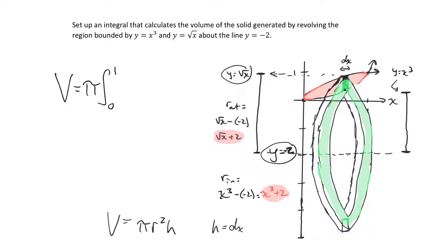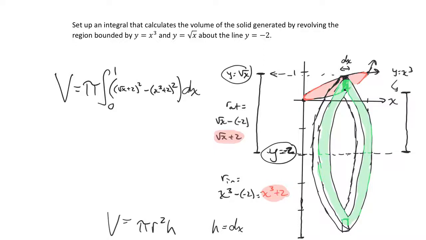Our limits are still 0 to 1. Pi times the square of the radius times h. Our h is dx. Now our radii, I need a little more room, so let me erase that first parenthesis there. Our radii are kind of messy. The outer radius is what we'll do first. Radical x plus 2, we square that, minus the square of the inner radius, x cubed plus 2 quantity squared.